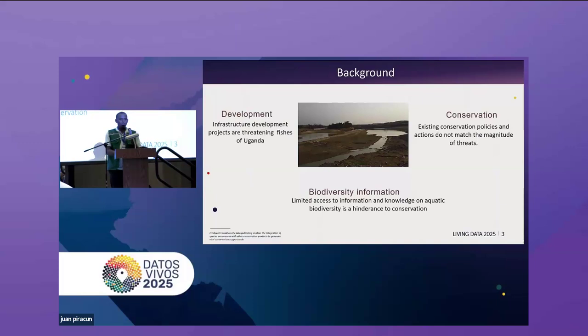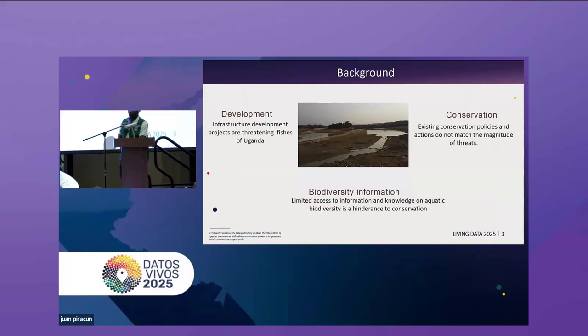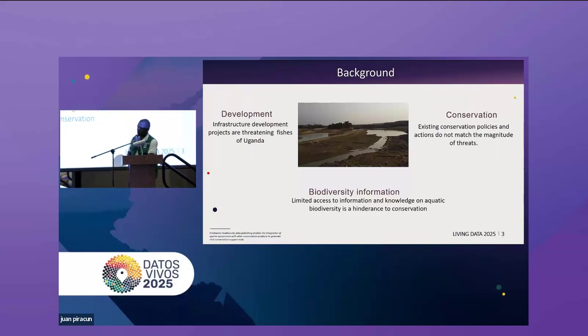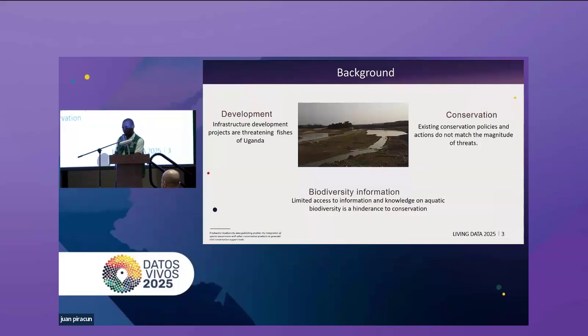Now, a little background on why we are doing what I'm talking about today is because Uganda is a developing country. There is a lot of development that is going on. But unfortunately, it is a threat to aquatic biodiversity in the fresh waters. And what makes it worse is that even the national policies do not match the magnitude of the threats. But why is that so? It is because we have limited access to data to guide effective policies.